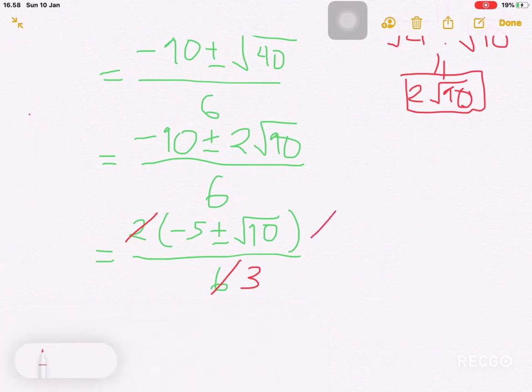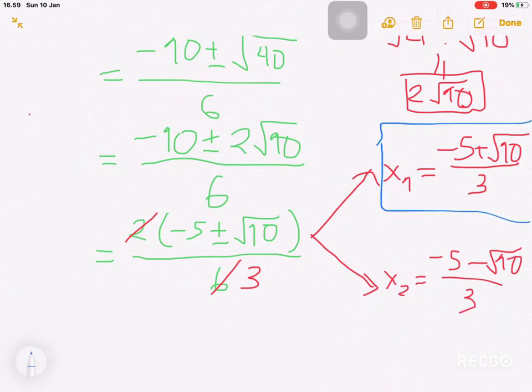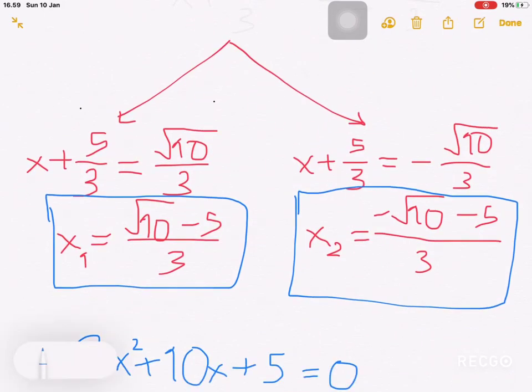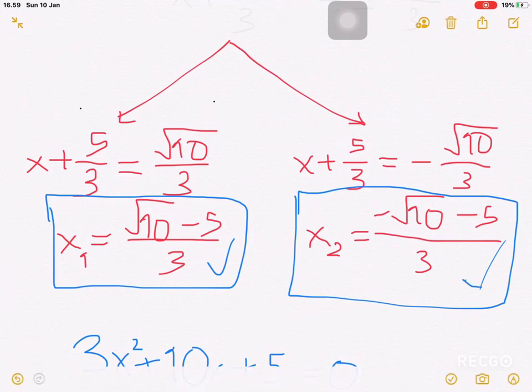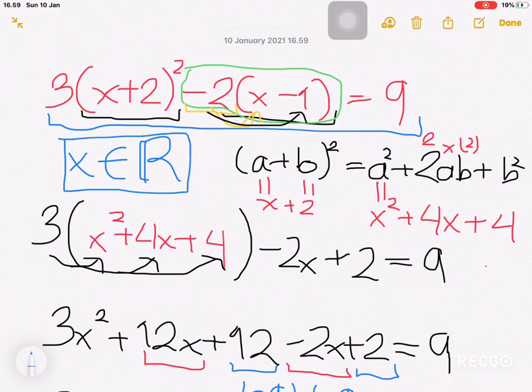So we're left with our final answers. I'm going to divide this into two cases. Our x1 value will be negative 5 plus square root of 10 over 3, and we have our x2 value, which is negative 5 minus square root of 10 over 3, which is exactly what we got from our first method. If you just rearrange the terms, you get the same answers. And these are the two solutions, I would say two real solutions, to our equation right here.